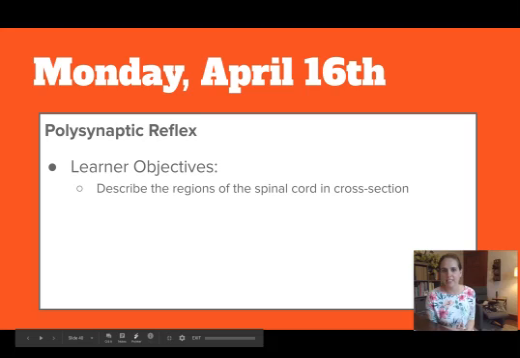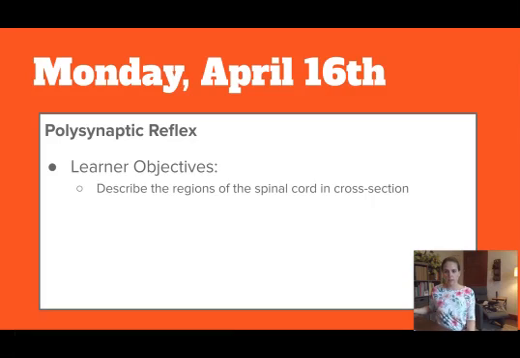We are here today to talk about the polysynaptic reflex. Mostly we're just going to be talking about the neurons that you find in the spinal cord. It's going to be a little bit of review of previous material fitting into this concept. But really this is about reflexes. If you're familiar with reflexes at all, there are lots of things that you might have a reflex to.